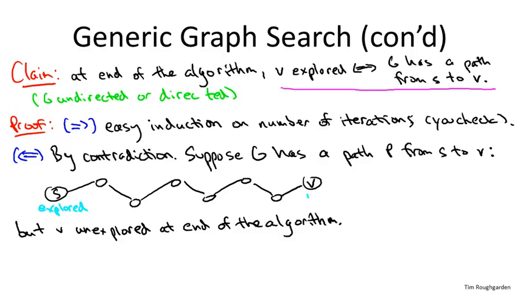So now imagine we, just in our heads, as a thought experiment, traverse this path P. We start at S and we know it's explored. We go to the next vertex. It may or may not have been explored. We're not sure. We go to the third vertex again. Who knows? Might be explored, might be unexplored, and so on. But by the time we get to V, we know it's unexplored. So we start at S, it's been explored. We get to V, it's unexplored.